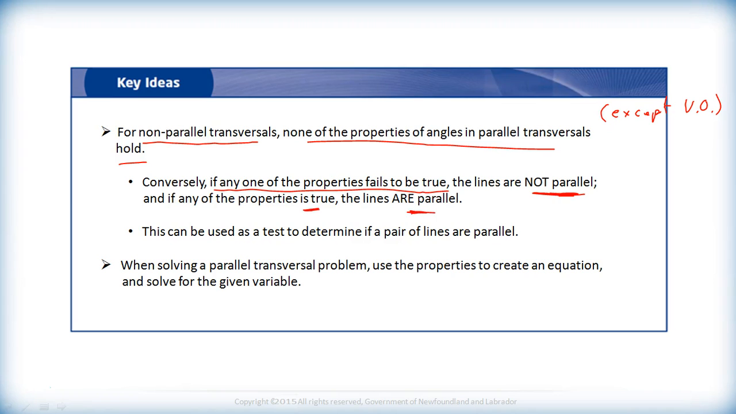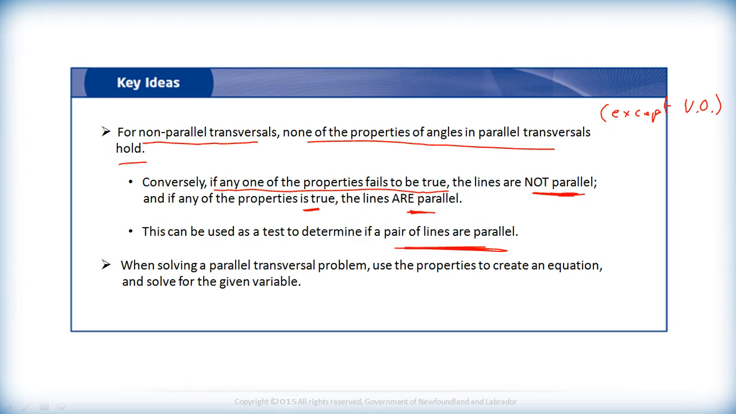So what we can do is use the same ideas backwards. If we know they're parallel, that helps us find the angles. But if we already know some of the angles that are supposed to be equal or supplementary, and they actually are equal or supplementary, that tells us we're parallel. If they're not, it tells us we're not. So this can be used as a test to determine if a pair of lines is parallel.